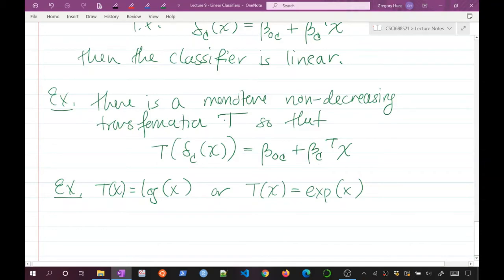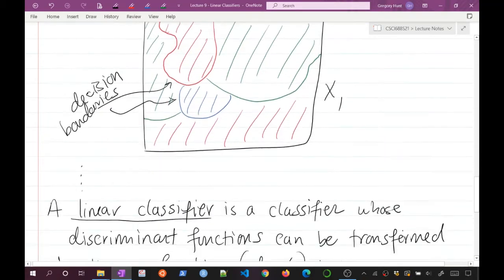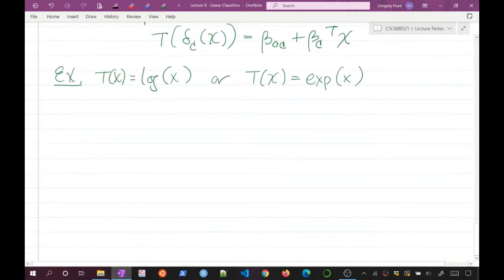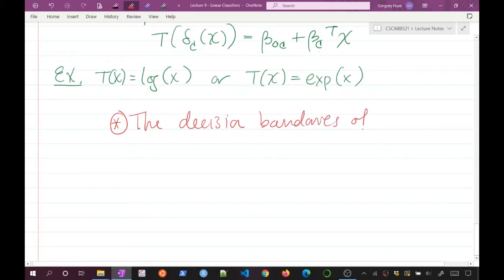Okay, so this is still a bit strange, because I've only made some vague comments about why this is reasonable. Certainly, if the discriminant function is linear, it's linear. But also, if you could transform it to linear with an increasing function, it's linear. Why? Another way you could think about linear classifiers is that the decision boundaries of linear classifiers are linear.